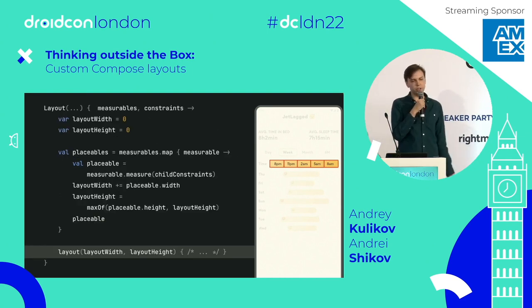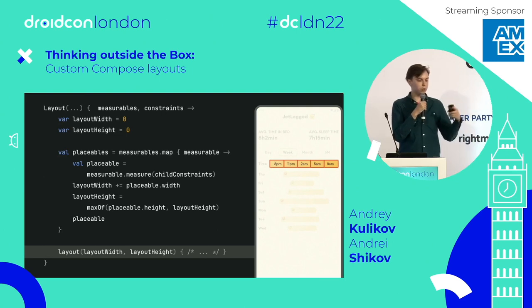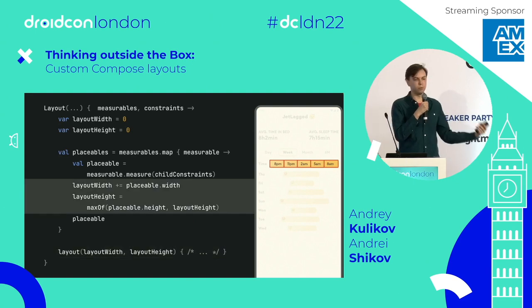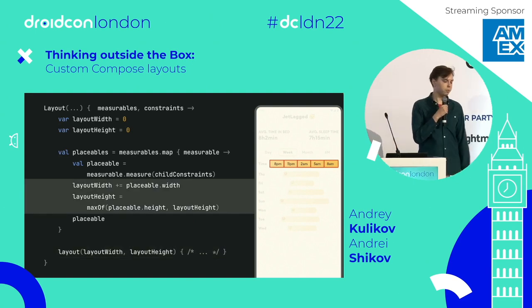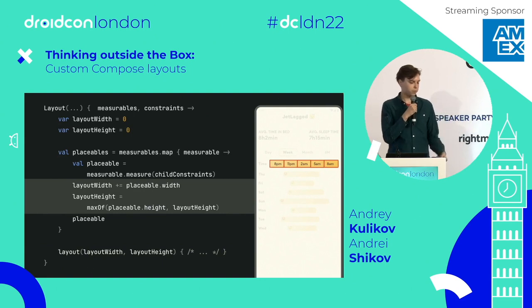With that, we're almost ready to go to the placement and position layout because we already know the children size, but we still need to report the layout size of the header itself. And for that, we can just calculate it during this loop where we measured the children before. We just accumulate the width and take the maximum of the heights of the placeables.